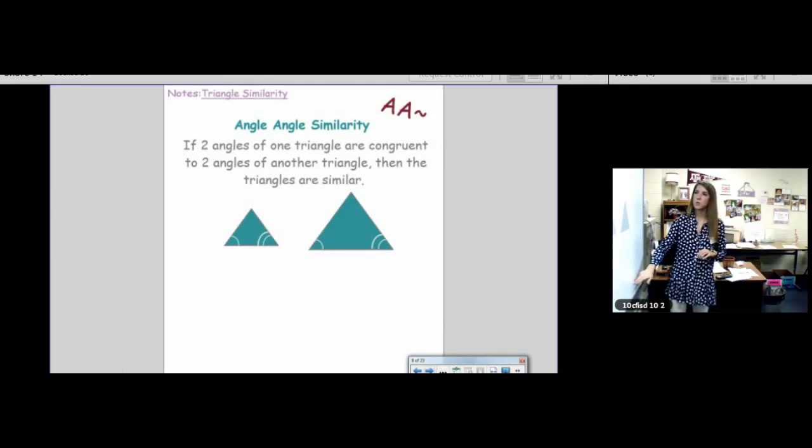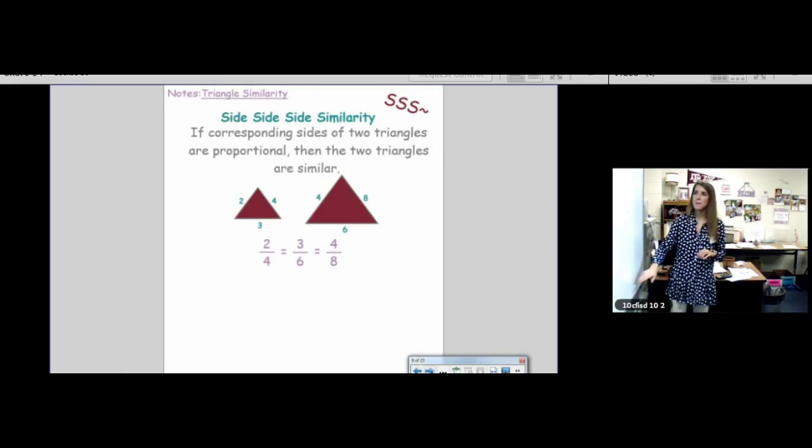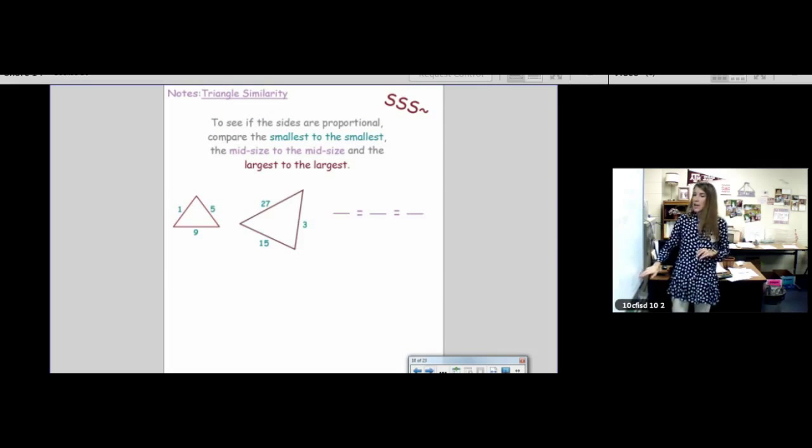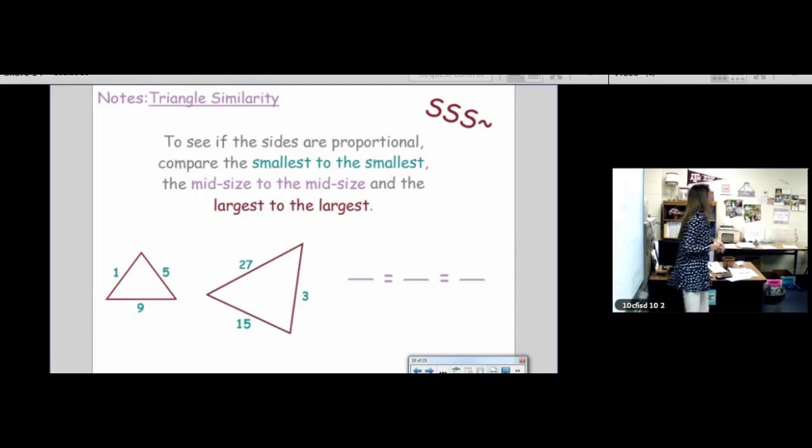We're not going to go through each one because we already talked about them. Now, if you're trying to decide if these sides are proportional, how do you match up which sides go together? How do you match them up? What does it say? Smallest is smallest. Okay, all right. So, what's the smallest number in this triangle? Circle it. What's the smallest number in this triangle? Circle it.